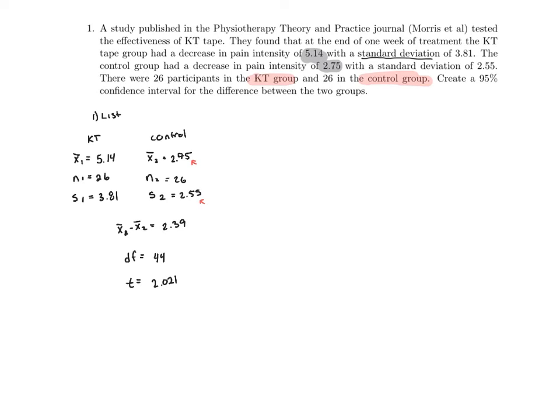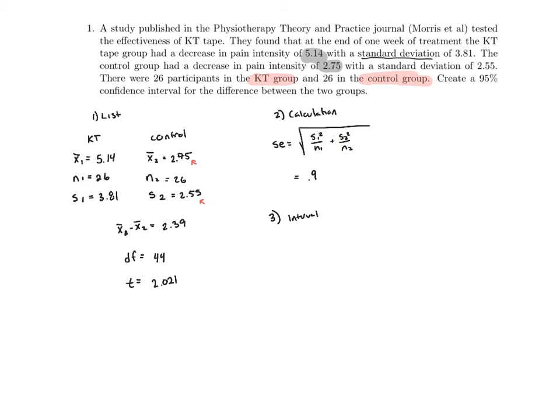Now that I have all my information listed, the next thing I need to do is my calculations. My calculation step involves only finding SE. SE in this case, because I have 2 averages, is the square root of S1 squared over N1 plus S2 squared over N2. Plugging in all my values and being careful about it here, rounding to 2 decimal places, I will get 0.90.